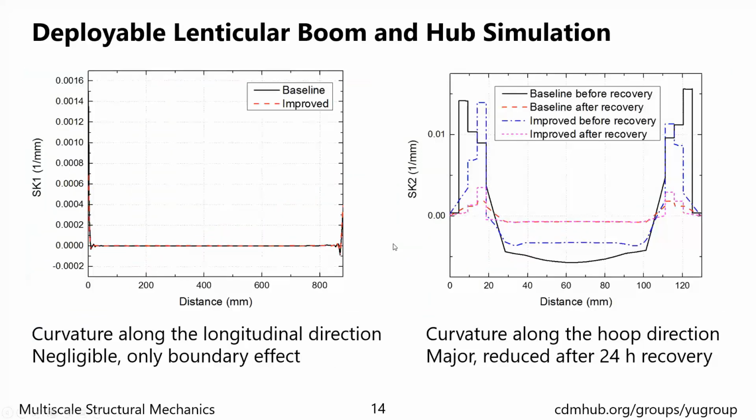Here is the plot of the SK1 along the longitudinal direction of the boom for both the baseline and the improved model. We can only see some boundary effect at both ends. But on the other side, we have the SK2 plotted along the hoop direction at the mid-span of the boom. We can see some major values in both segment 1 and segment 2. The opposite sign is because of the initial geometry of the cross-section. We can also see that after 24 hours of recovery, the residual curvature is greatly reduced.